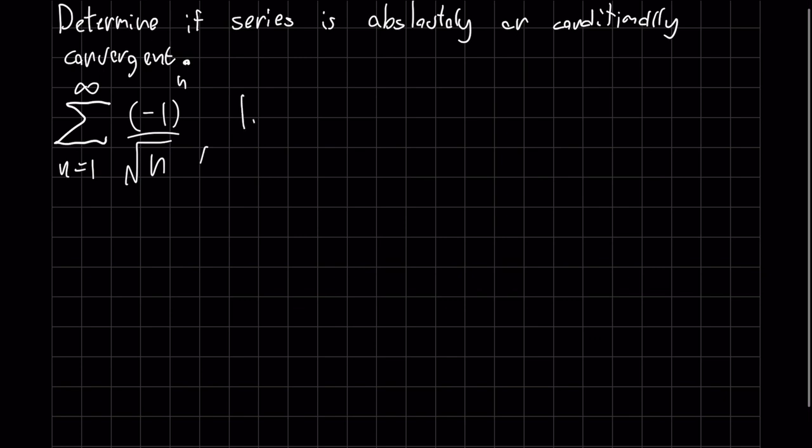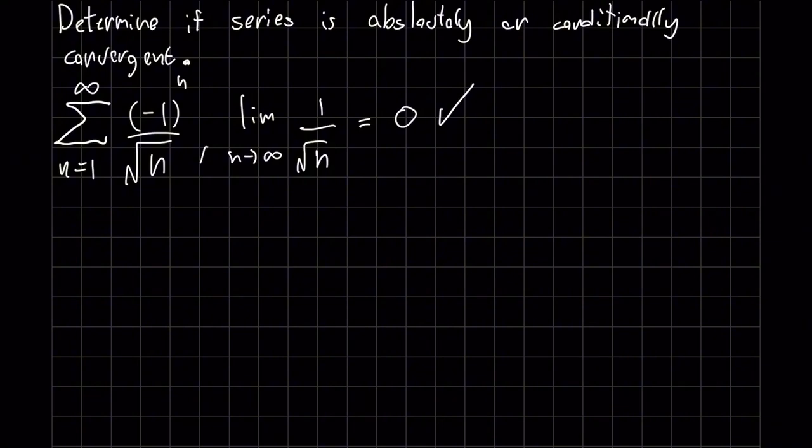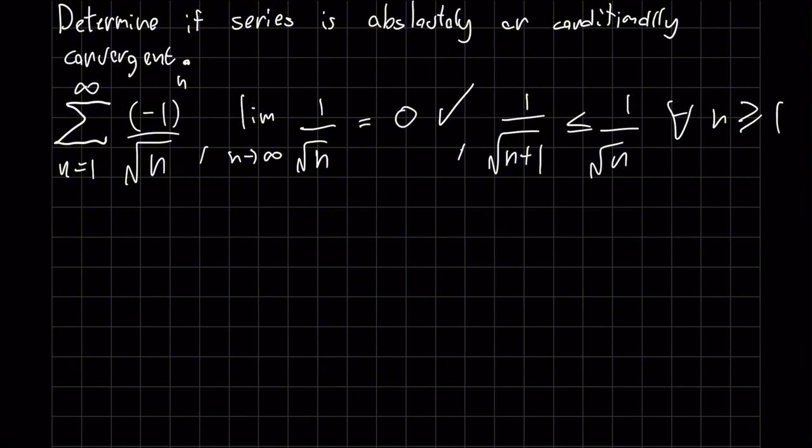So we could take the limit as n approaches infinity of 1 over the square root of n, and that clearly goes to 0. So that condition is satisfied, and we have to show that the sequence is decreasing. So we have to show that 1 over the square root of n plus 1 is less than or equal to 1 over the square root of n for any n bigger than or equal to 1.